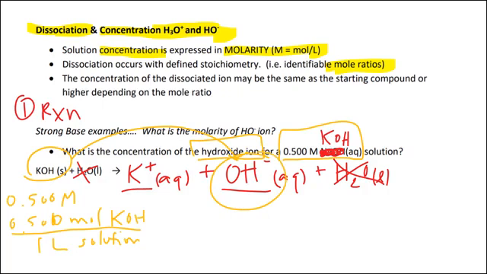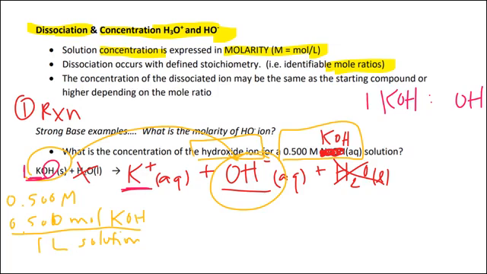So it's important to then look at my mole to mole ratio. If I look at KOH and I want to compare it to OH, I first need to make sure that it's balanced. On the left, I have 1 K, and on the right, I have 1 K. On the left, I have 1 OH, and on the right, I have 1 OH. On the left, I have 1 water. On the right, I have 1 water. So everything's balanced. Everything's a 1-to-1 ratio.